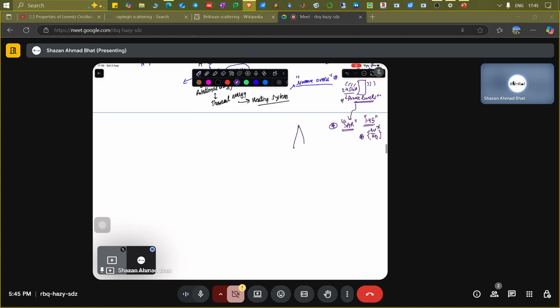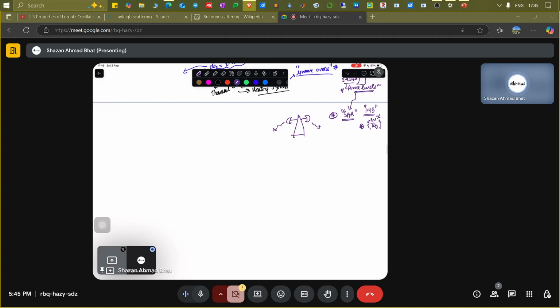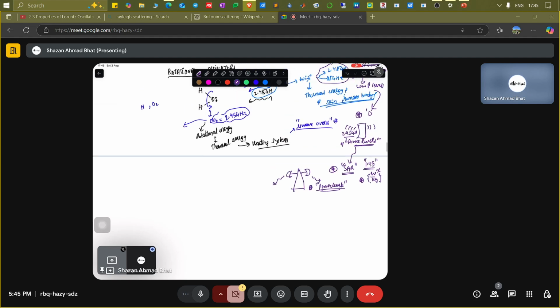Even, for example, your base stations, your mobile towers, have these horn-shaped antennas. They are emitting these electromagnetic waves. So they also have to make sure that the power levels are very low. Otherwise, definitely they are going to interact with the cellular system, even the tissues, and they are going to heat up.